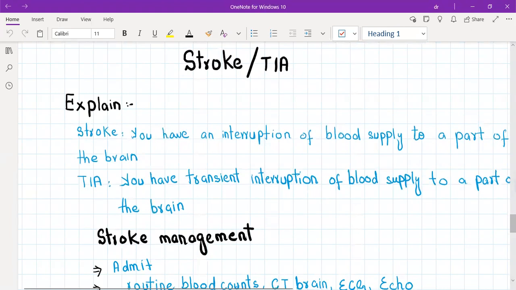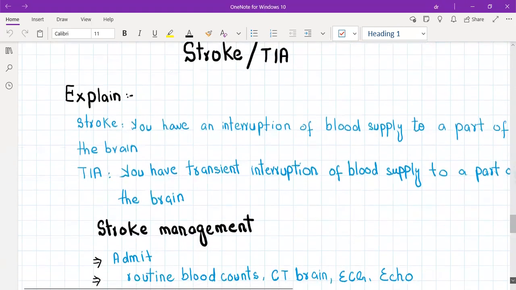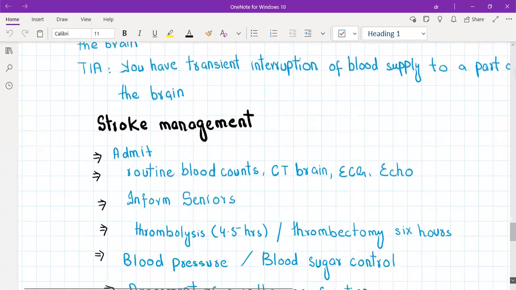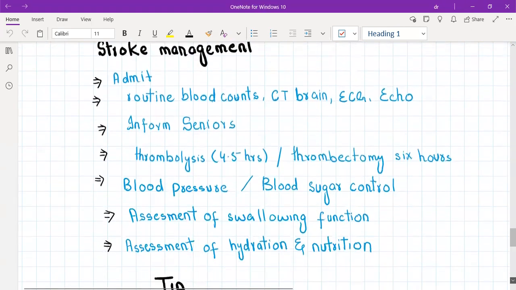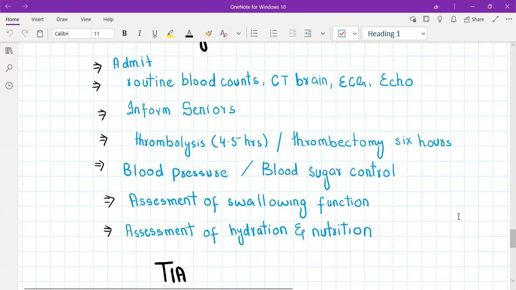We will do blood tests, the routine blood tests. We will do a CT scan of the brain, which is important to diagnose whether it is ischemic stroke or hemorrhagic stroke. You will do an ECG and an echo, because ischemic stroke can occur because of a clot from the heart, atrial fibrillation, and embolus from the heart.